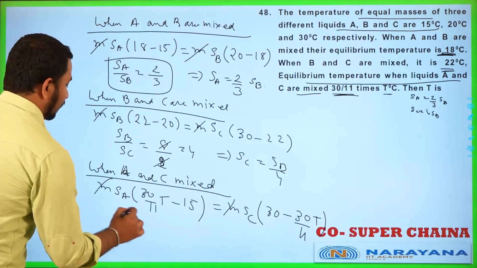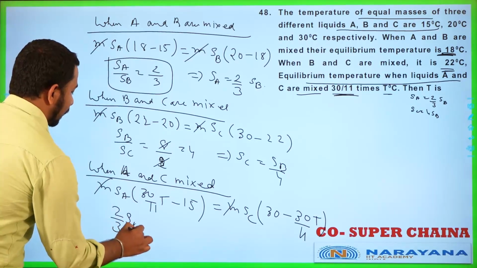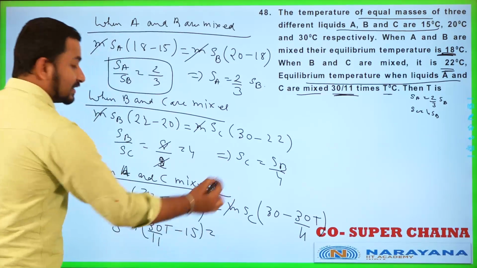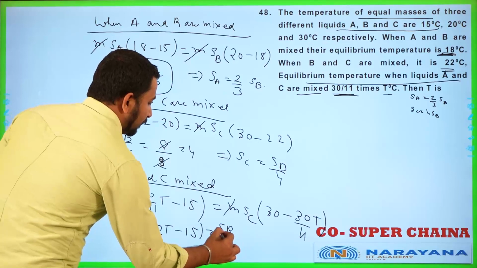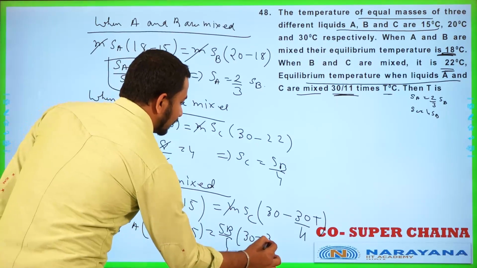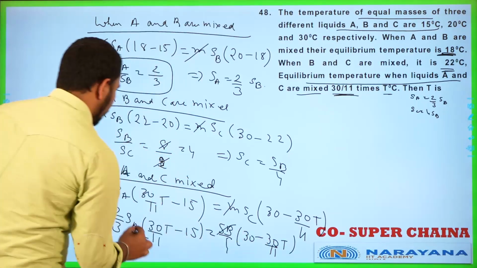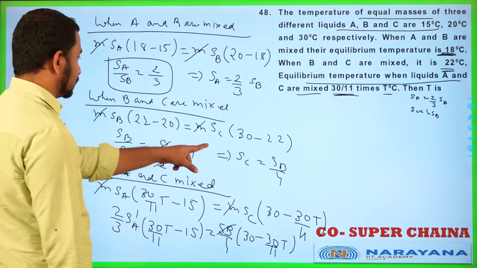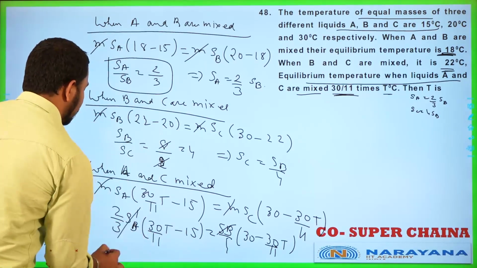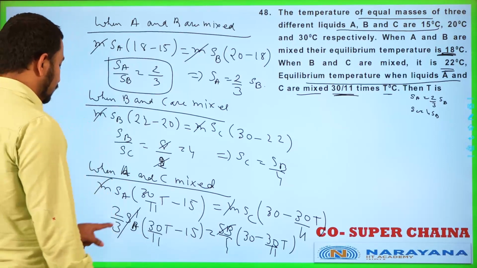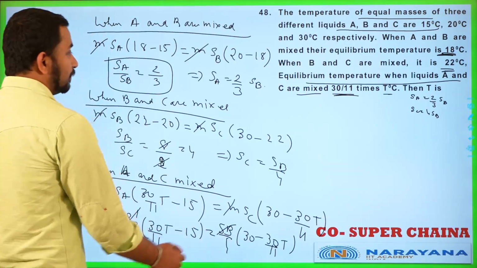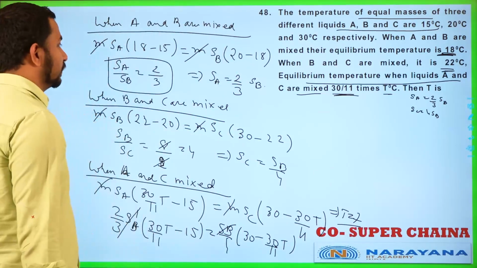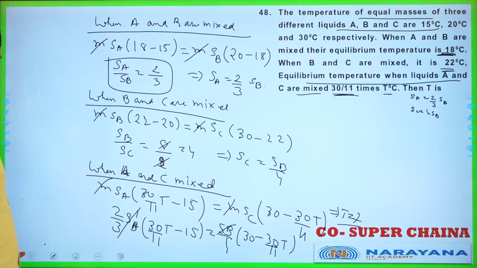So we can write SA will be 2 by 3 SB, 30 by 11 T minus 15, will be equal to SC, SB by 4, 30 minus 30 by 11 T. So SC we have replaced here, and this is 2 by 3 SB. So SB can be cancelled out here, 2 by 3, and here we have 1 by 4. Simplified, T will be 7. And that will be the answer of this question. Okay, so pretty simple expression. Let's move to the next one.